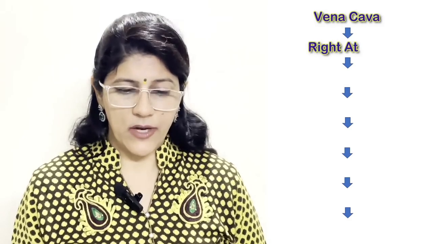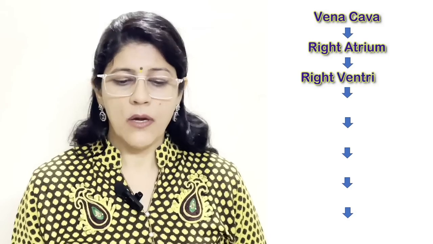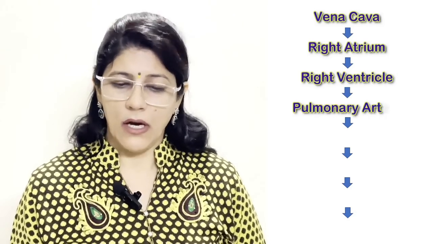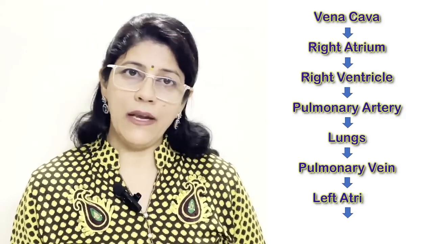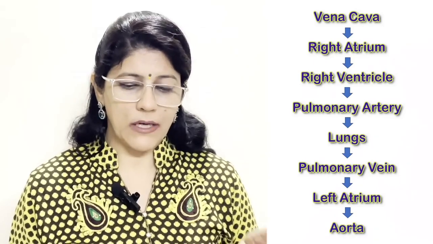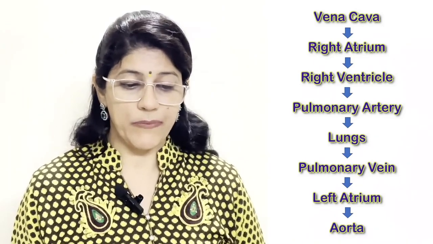Next is pulmonary artery, lungs, left atrium, aorta, vena cava, right atrium, right ventricle, pulmonary vein. So starting with vena cava, right atrium, right ventricle, pulmonary artery, lungs, pulmonary vein, left atrium and then aorta, which completes our entire blood cycle.